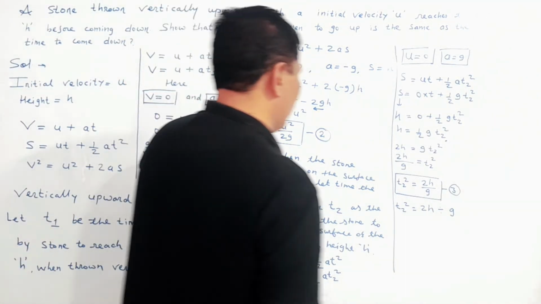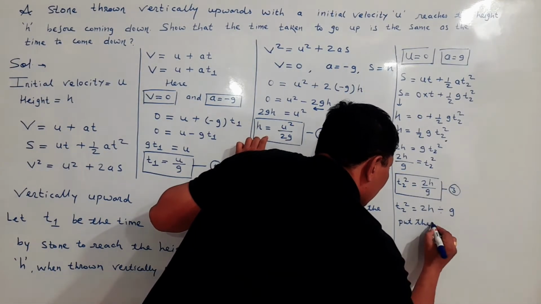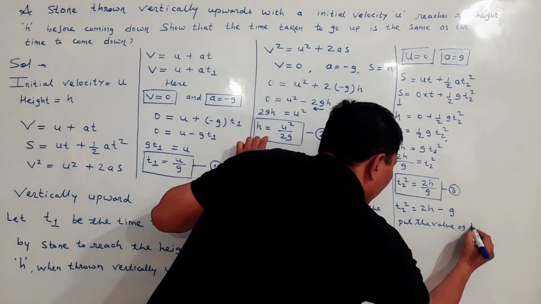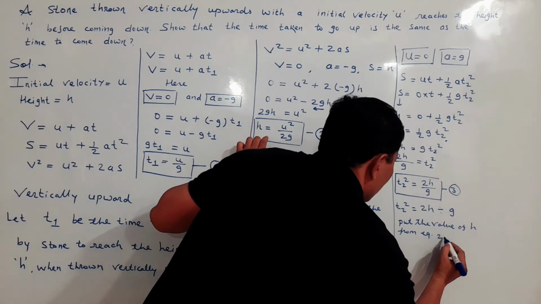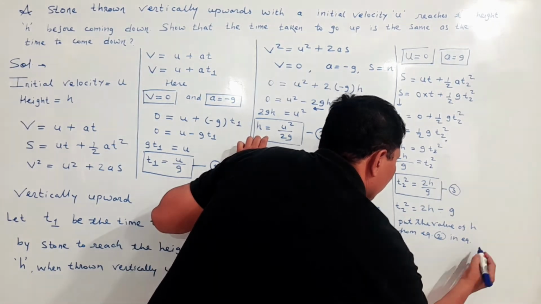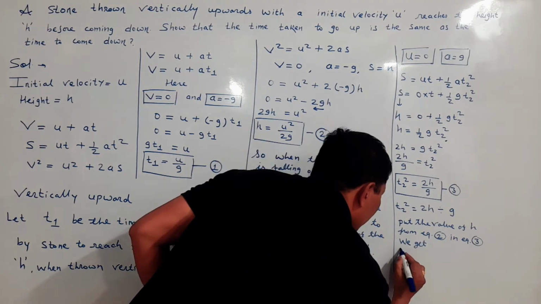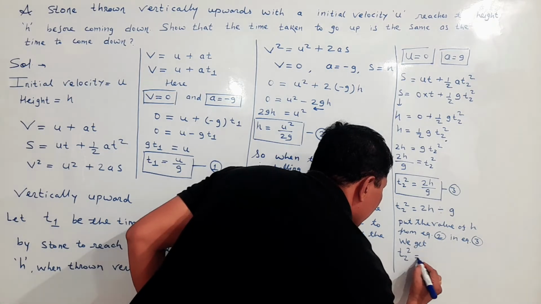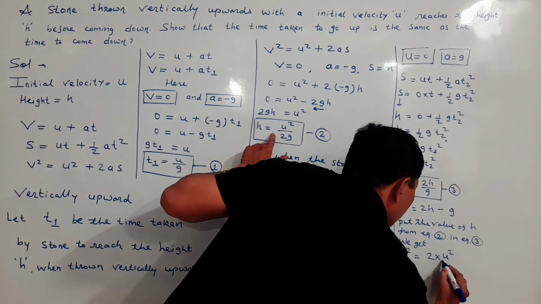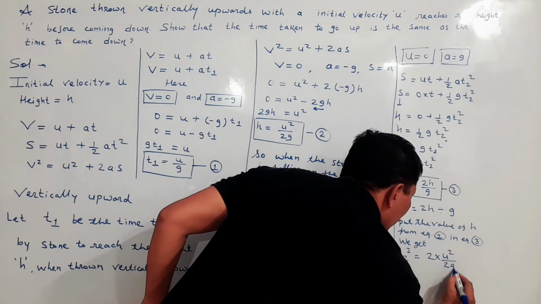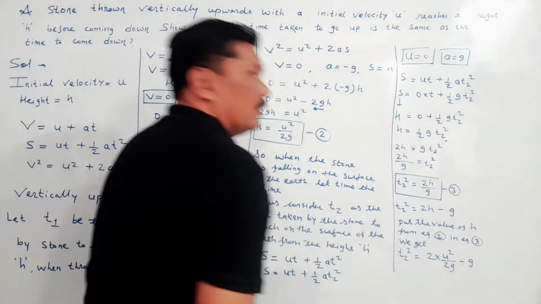So we will put the value of h in equation number 3. Put the value of h from equation 2 in equation 3, we get t2 square is equal to 2 into u square upon twice g, divided by g.